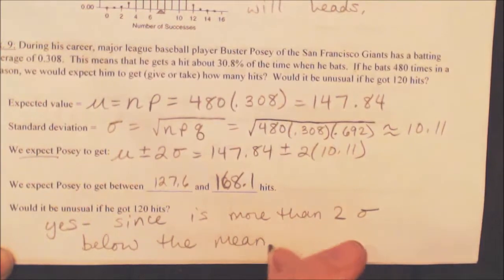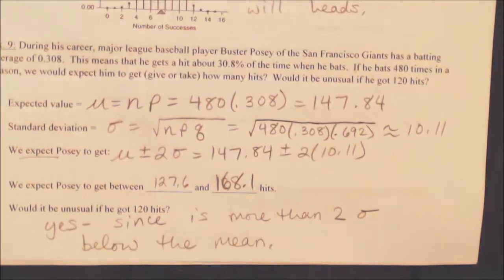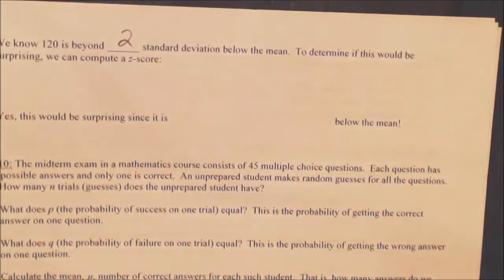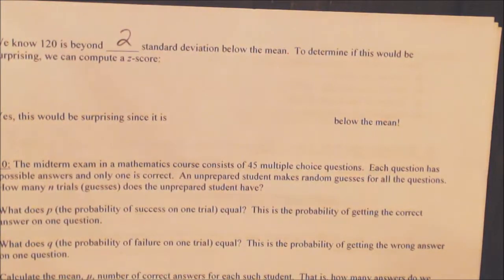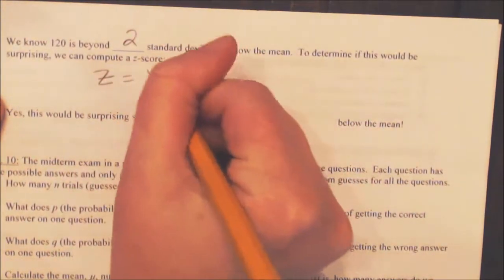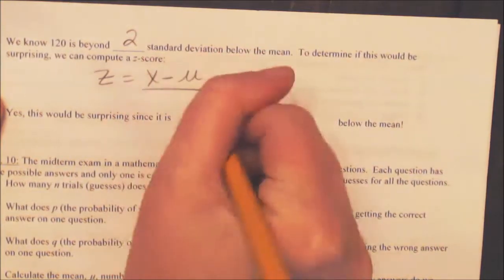Now, another way to check to see if this is unusual is to calculate the z-score. Remember, the z-score represents the number of standard deviations something is away from the mean. So if I calculate the z-score for this 120, and it's greater than 2 or less than -2, we know it's unusual. That's another way you can test that. On the next page, that's what they show at the top. It says, we know 120 is beyond 2 standard deviations below the mean. To determine if this would be surprising, we can compute the z-score. Remember the formula for z-score: x minus mu divided by sigma.